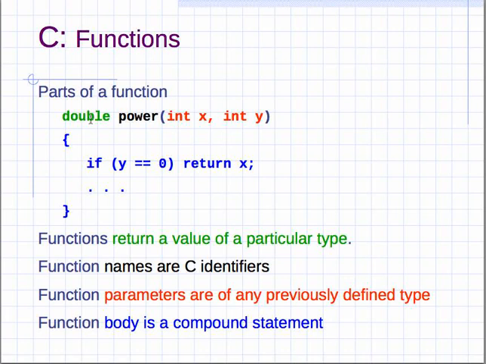So you have a return value. Functions return a value of a particular type, so whatever you return has to agree in type with what's declared for that function. In this case, it has to be a double. It has a name, and function names have to be valid C identifiers. So they can start with an underscore or a letter, but not a number. But they can have numbers after the first character.